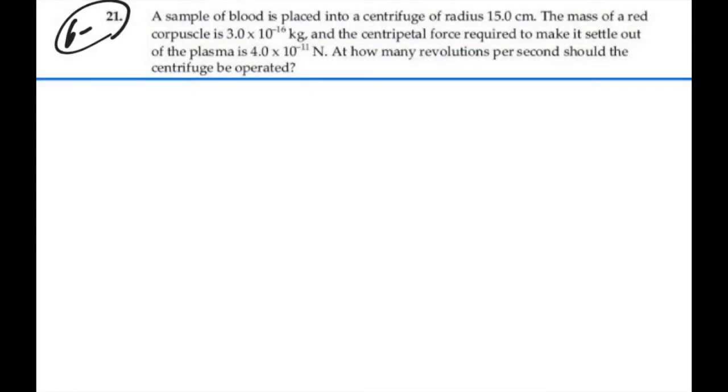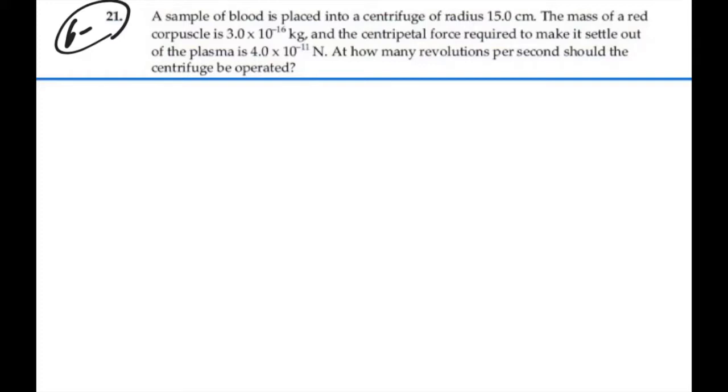Here's problem 621. A sample of blood is placed into a centrifuge of radius 15 centimeters. The mass of a red corpuscle is 3 times 10 to the minus 16 kilograms, and the centripetal force required to make it settle out of the plasma is 4 times 10 to the minus 11 newtons. How many revolutions per second should the centrifuge be operated?